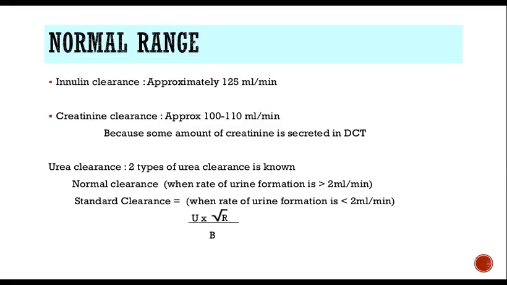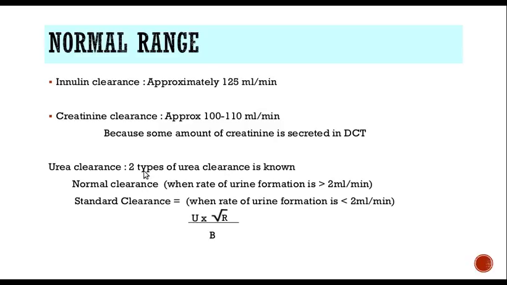The normal range of creatinine clearance: we said inulin is the best clearance. It measures the GFR very well, which is approximately 125 ml per minute. Creatinine clearance is what we normally use, and the approximate creatinine clearance is about 100 to 110 ml per minute. Now you can see that there is a difference between inulin clearance and creatinine clearance, and this difference is because a small amount of creatinine is secreted in the distal convoluted tubules.